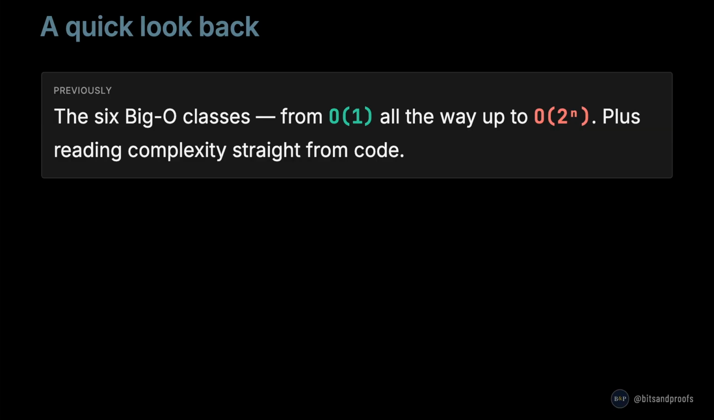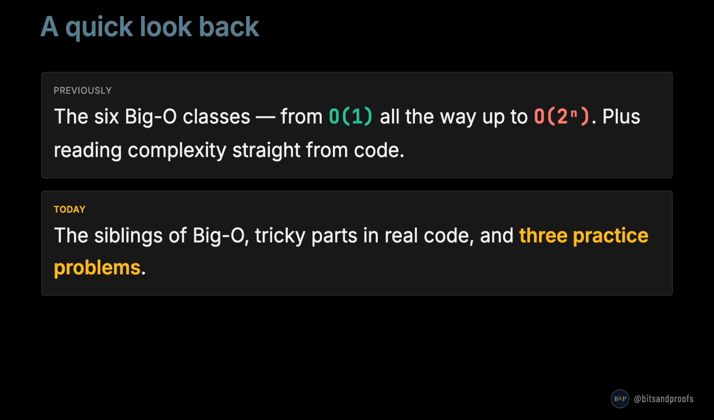A quick look back. Previously, we covered the 6 big O classes from O of 1 all the way up to O of 2 to the n. Each one defined, walked through with concrete examples, compared at multiple input scales, plus how to read complexity straight from code using the 3-rule recipe. Today, 3 things. The siblings of big O, big omega and big theta. The tricky parts that confuse people when they first try to read complexity, and 3 practice problems you can solve at a glance once we're done. The practice problems are the most important part. That's where the skill becomes automatic.